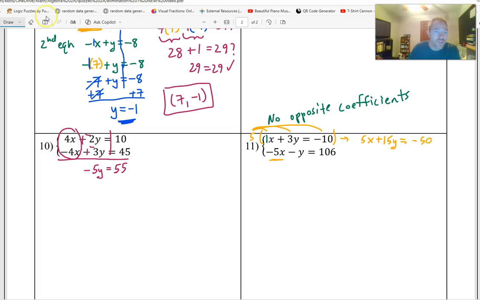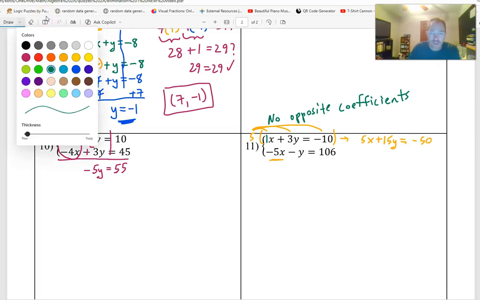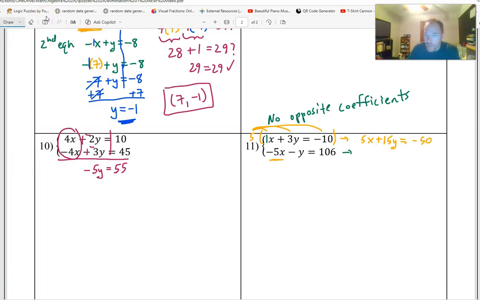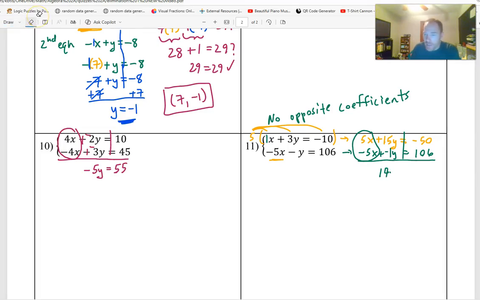The second equation, I'm just going to rewrite it. I don't have to change anything in the second equation. But we've got the 5x now and the negative 5x. Those are going to cancel. I'll write this as plus negative 1y equals 106. So now if I add those equations together, now I'm going to get this cancellation. 5x and negative 5x is going to cancel. No more x's. I'd have 14y. Let's rewrite that. 14y. And then that's going to equal, I think that's 56.